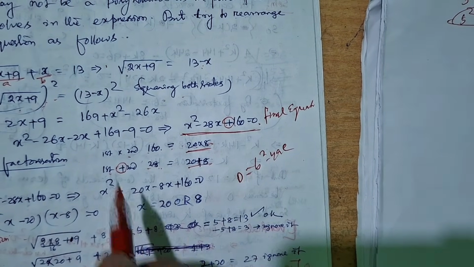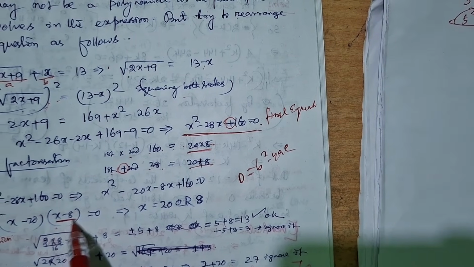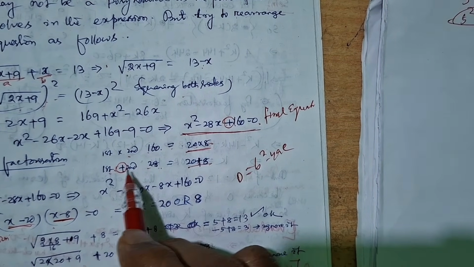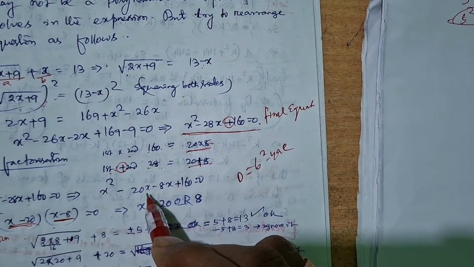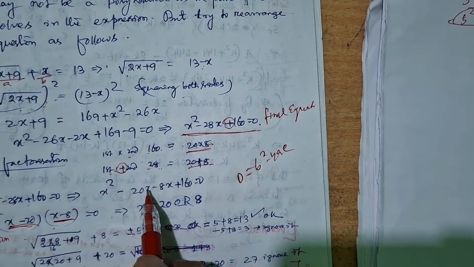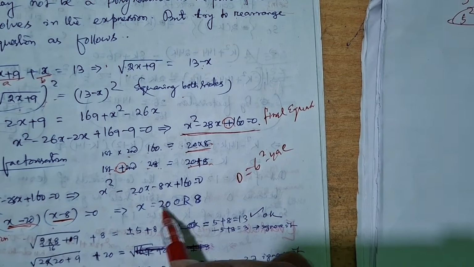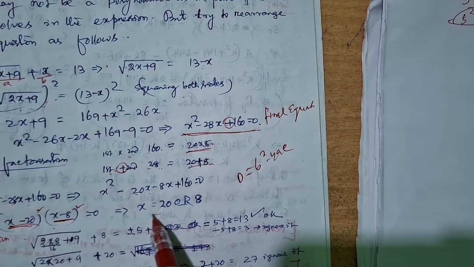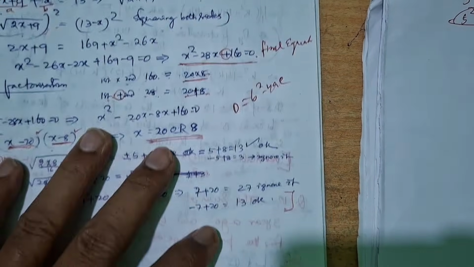So the result is, this plus means this will be minus, and this plus means it will be minus. Both are minus. Okay, so x is 20, x is 8. The factors are x minus 20, x minus 8.